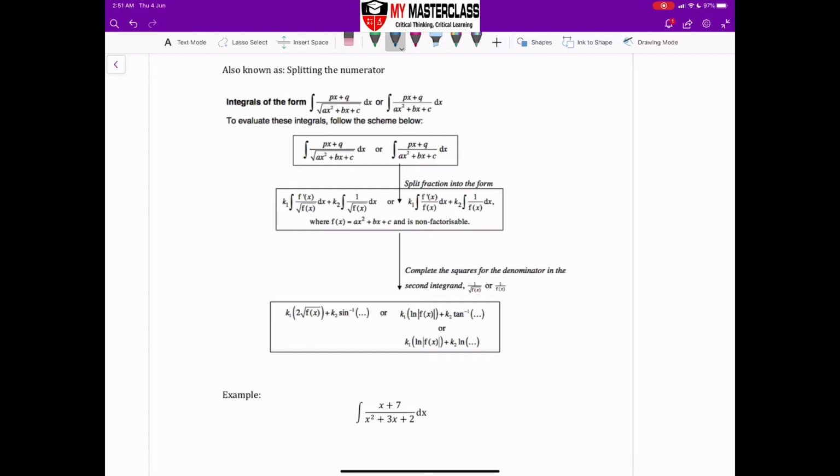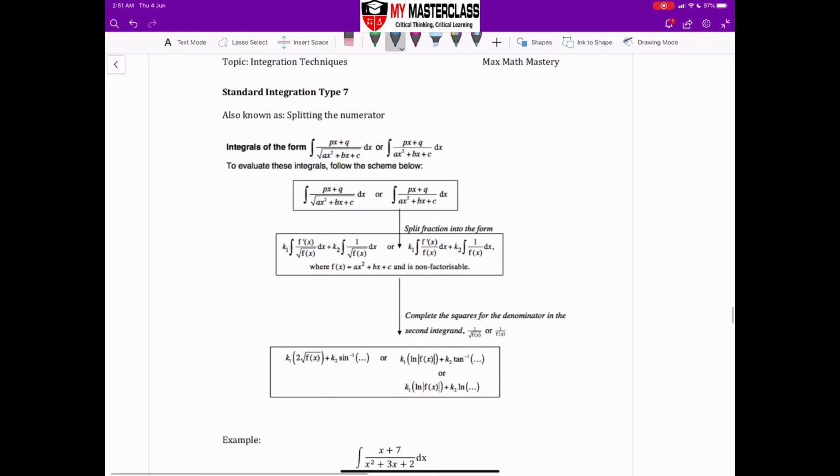Okay, so from type 7 onwards, we will call them a common kind of exam question and prelim question that we'll see, where you involve your methods from 1 to 6, in different kinds of combinations. So I'm going to run through different kinds with you, no worries, so that we can learn them together. Okay, first kind, we are going to call standard integration type 7, or commonly known as splitting the numerator integration.